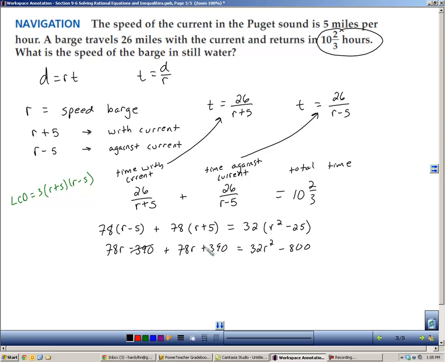So on the left side, the 390's cancel, leaving me 156r equals 32r squared minus 800. So I'm going to bring the 156 over and then rewrite this in descending order. So 32r squared minus 156r minus 800 equals 0. So I'm just rewriting it on the left side.